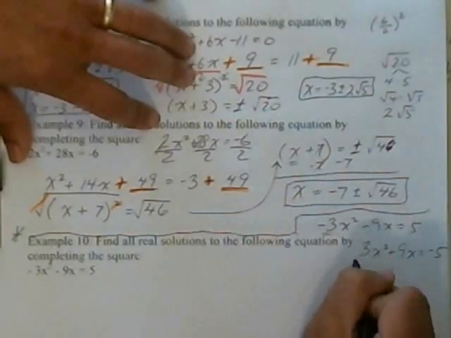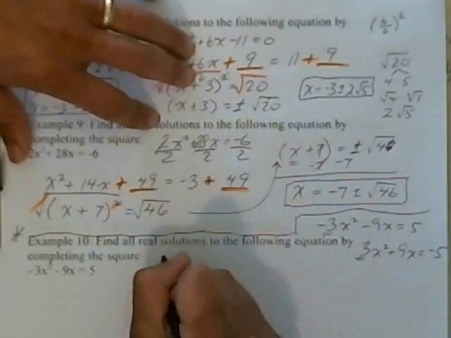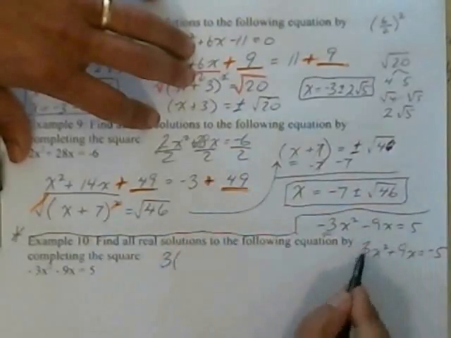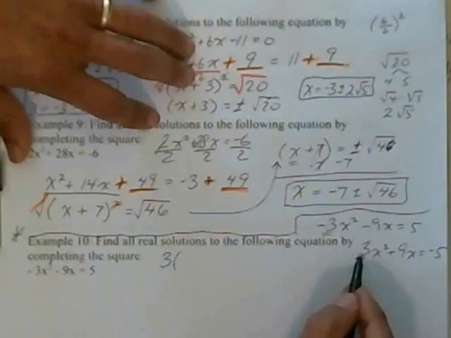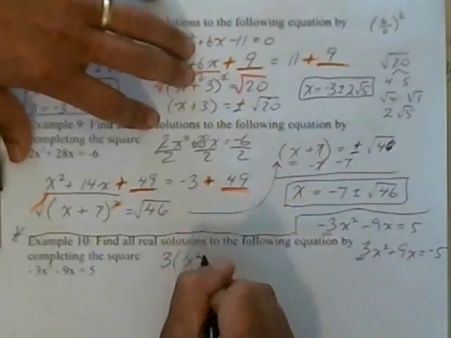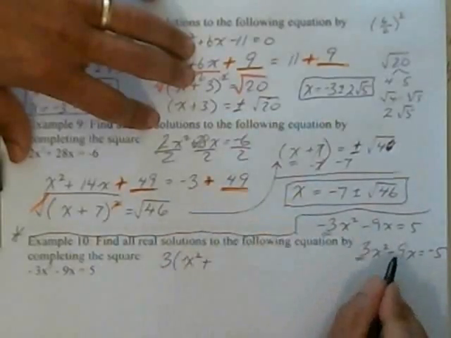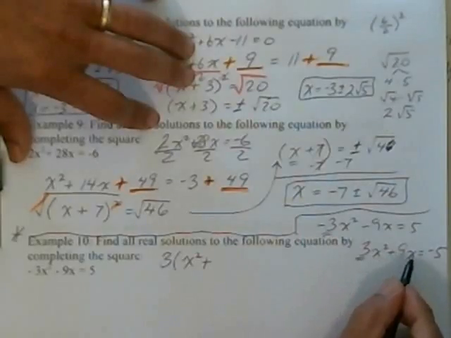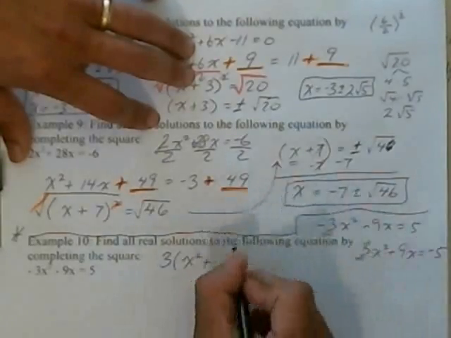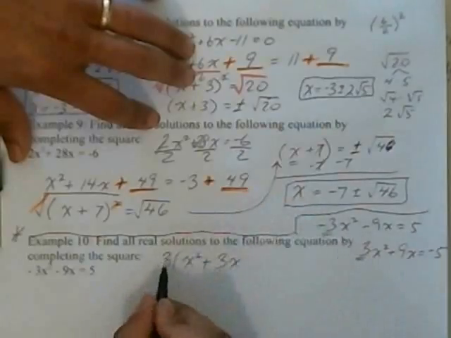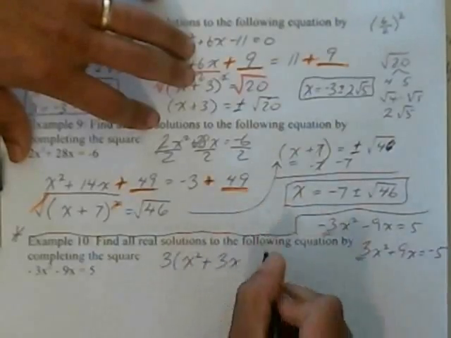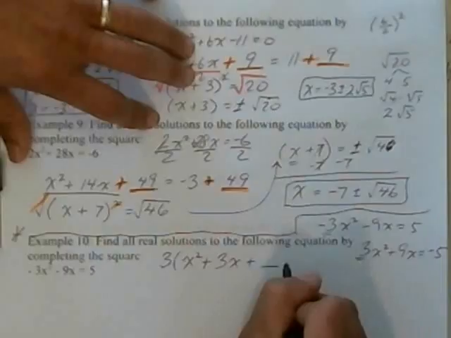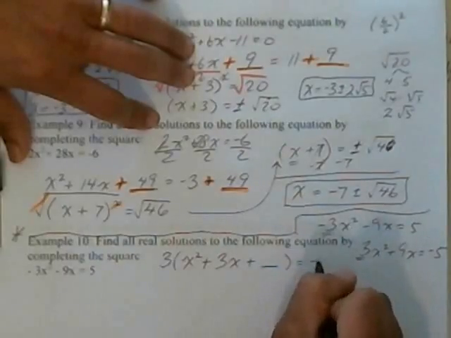Before I do that, this 3 is still killing me, so I'm going to factor it out. We learned to complete the square last time. If there's a leading coefficient greater than 1, then we're going to have to factor it out. 3 times x squared plus, if I factor out 3 here, it becomes 9 over 3, which is 3x. If I distribute that out, it becomes 9x. Plus something is equal to negative 5.